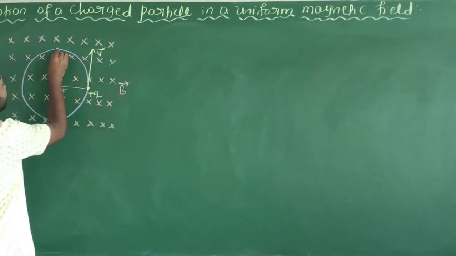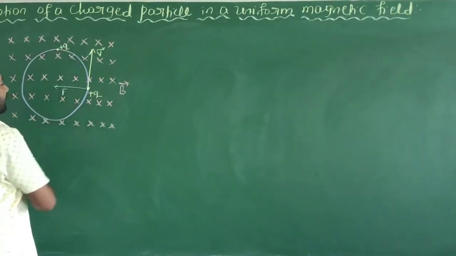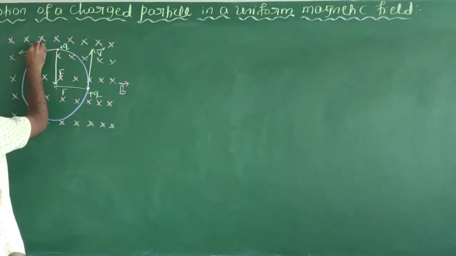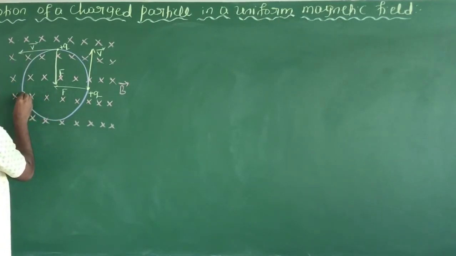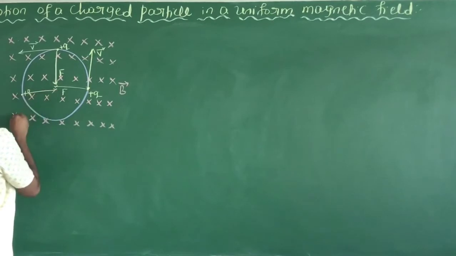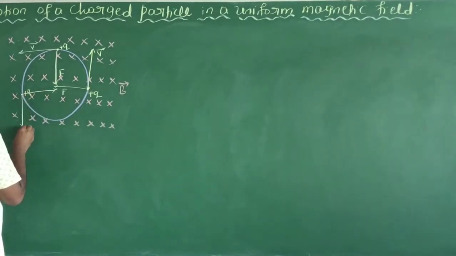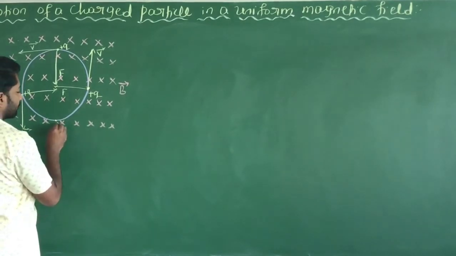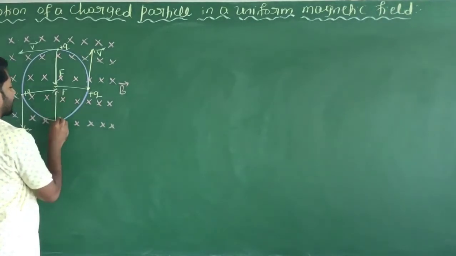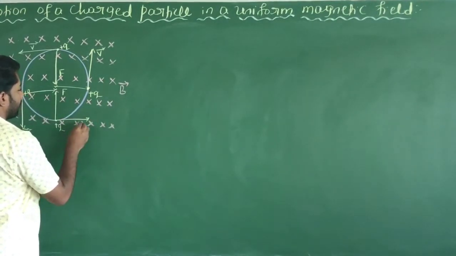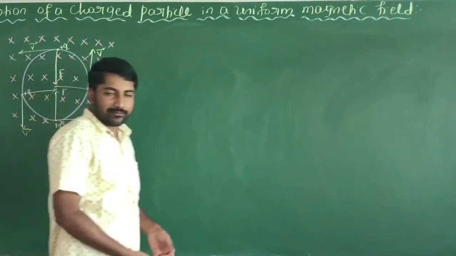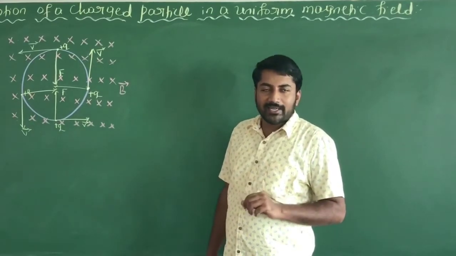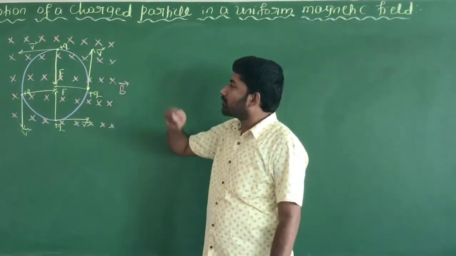Now I consider plus q is the charged particle. The force always acts towards its center, and this is the direction of the velocity of the charged particle. This happens when the charged particle moves perpendicular to the direction of the magnetic field.